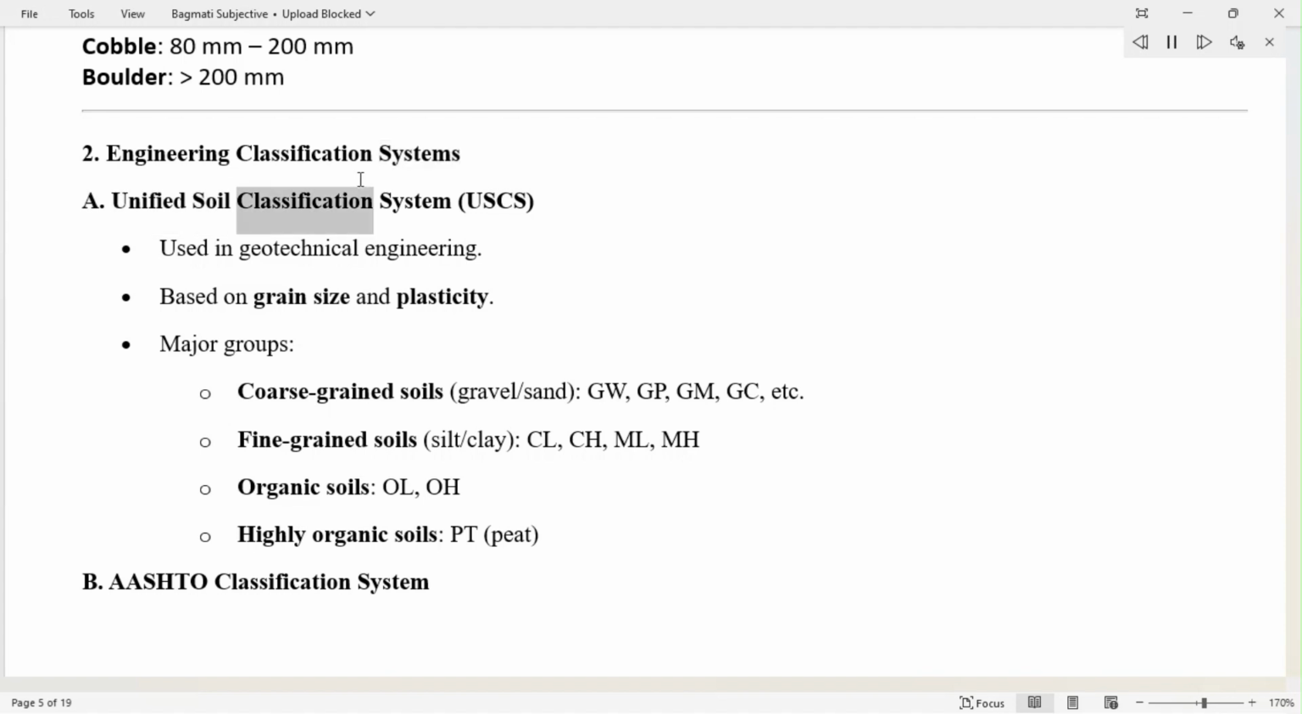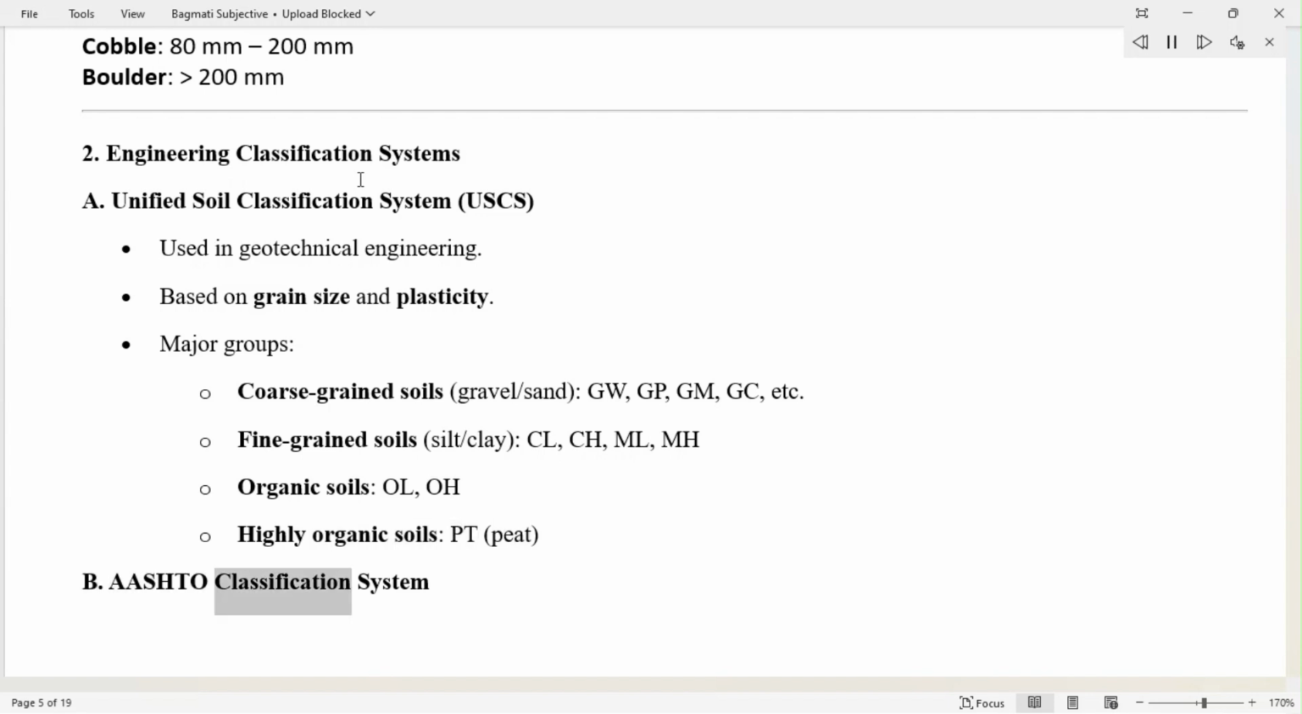2. Engineering classification systems. A. Unified Soil Classification System, USCS, used in geotechnical engineering, based on grain size and plasticity. Major groups: coarse-grained soils, gravel/sand: GW, GP, GM, GC, etc. Fine-grained soils, silt/clay: CL, CH, ML, MH. Organic soils: OL, OH. Highly organic soils: PT.